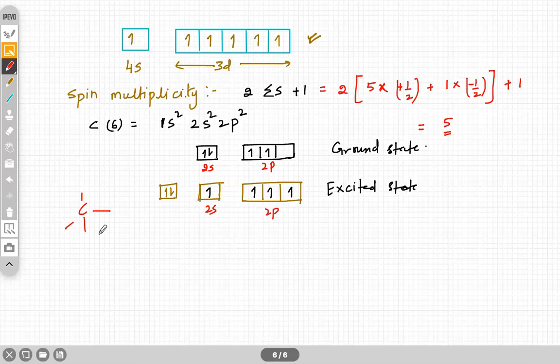Right, so its transition is not according to your choice or our choice, right? From one shell to another shell, transition is difficult, first of all. It requires high energy. With the number of unpaired electrons only, we'll find out the spin multiplicity with this particular formula.